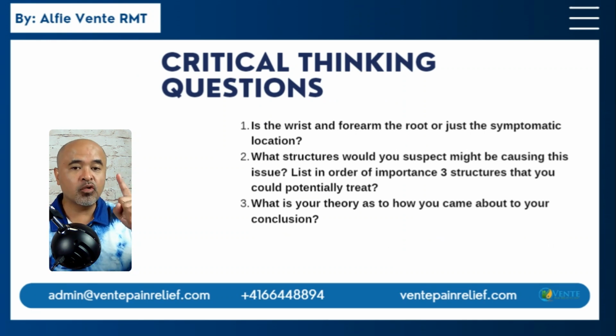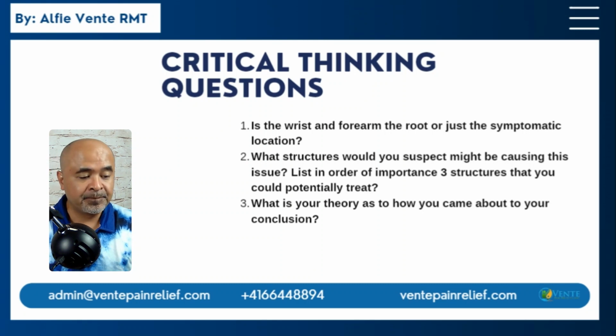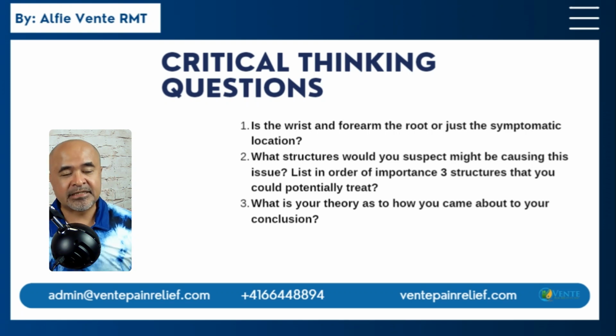The critical thinking questions that I have for you, and this goes back to what I mentioned about the pen and paper, you could write these down. Number 1, is the wrist and forearm the root or just a symptomatic location? It seems pretty obvious from the case study, but just in case, I wanted to throw that in there.